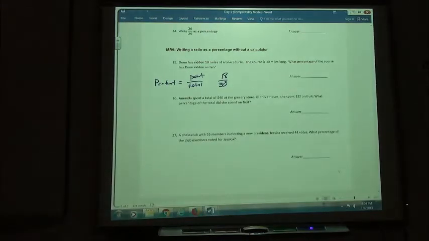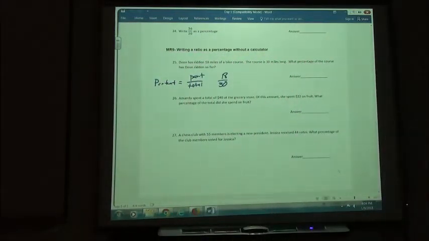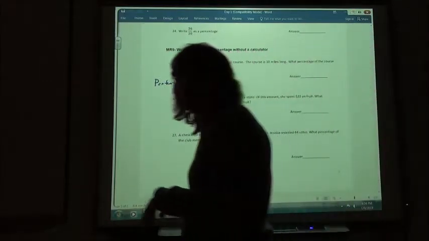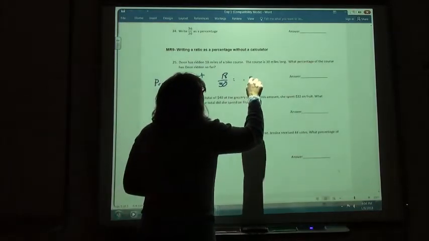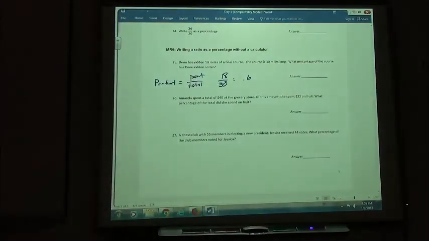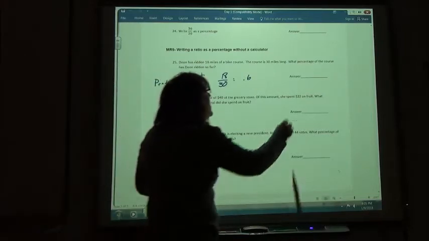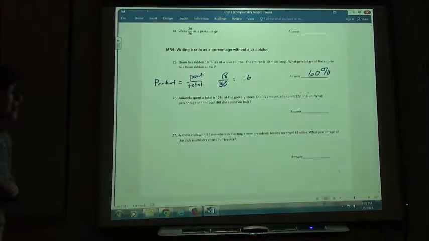Now, since 30 doesn't go into 100 very nicely, I would use a calculator, even though it says without a calculator, because I don't want to have to do long division. So if you take 18 and divide it by 30, we get 0.6, and then we would change that to a percent. 0.6 as a percent is 60%, since we have to move the decimal twice or multiply it by 100, right?